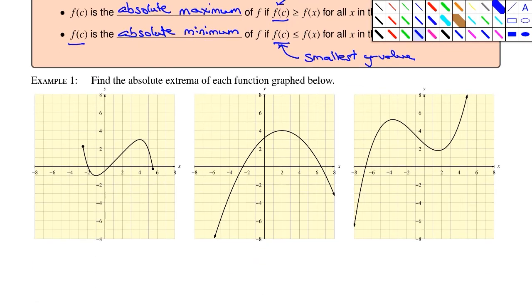Example number 1, find the absolute extrema for each function graphed below. On the function here on the left, we can see it's sort of a short function. It's got a finite domain, or bounded domain, let me say. And so what we're looking for is the lowest y value and the highest y value. Well, the lowest y value occurs at this point right here. So we would say that the absolute minimum value is -1. It's the y value right here at this point. Let me rewrite that.